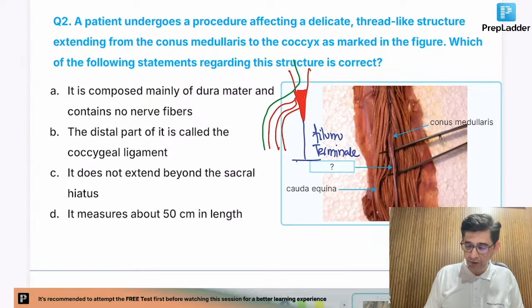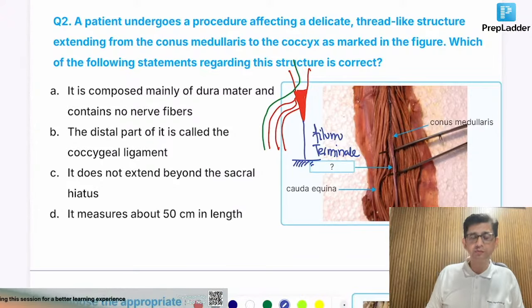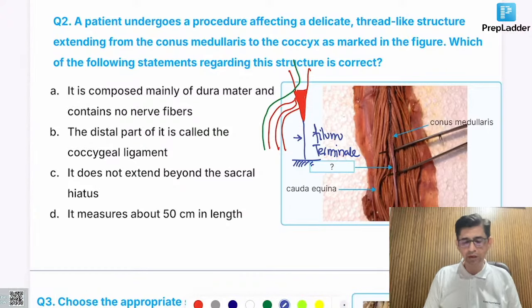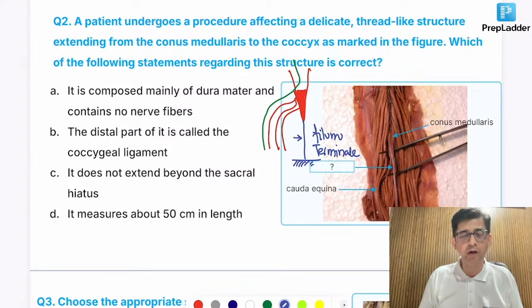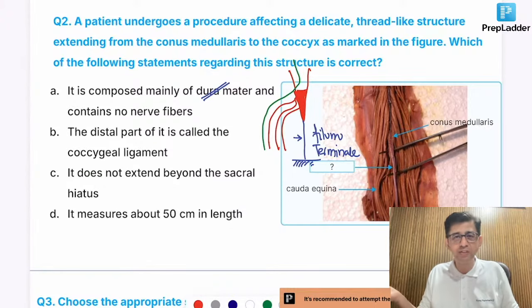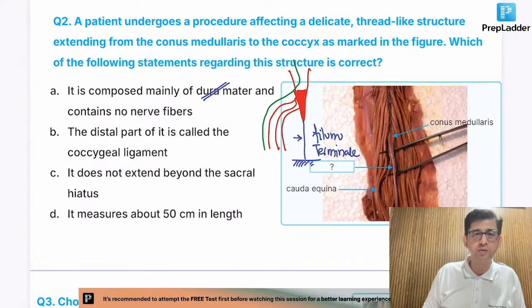The filum terminale ends at the anococcygeal ligament. It is composed of dura mater as well as pia mater. Here the option says it is composed only of dura mater, which is not correct, because it has dura mater as well as pia mater. No arachnoid, because there is no CSF. But it has both dura mater and pia mater, so this option is wrong.